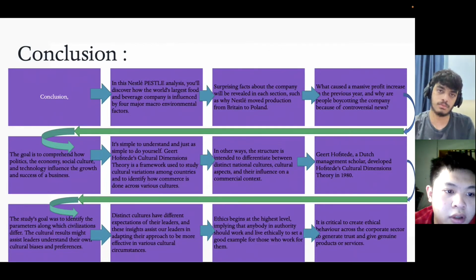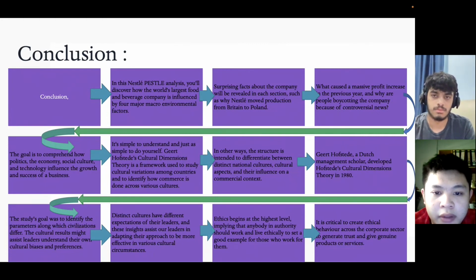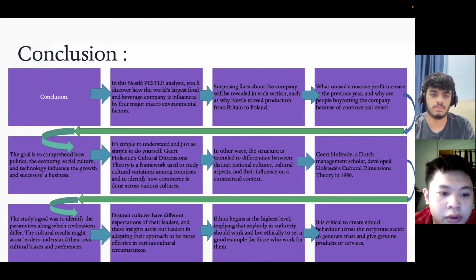So, in conclusion, in this Nestle PESTLE analysis, you discover how the world's largest food and beverage company is influenced by four major macro environmental factors. Surprising facts about the company will be reviewed in each section, such as why Nestle moved production from Britain to Poland, what caused a massive profit increase in the previous year, and why people are boycotting the company because of controversial news. The goal is to comprehend how politics, the economy, social culture, and technology influence the growth and success of a business. It's simple to understand and just as simple to do yourself.